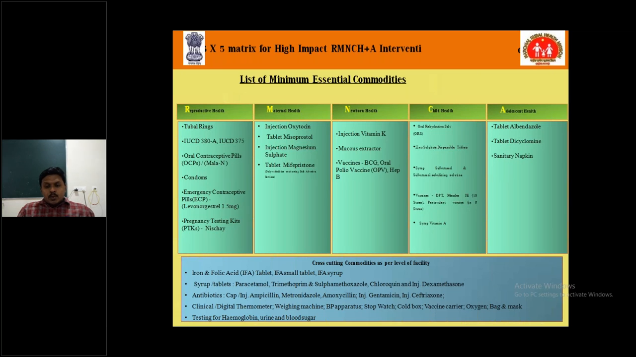Cross-cutting commodities are as per the level of facility, and based on the facility, these things have to be indented in that facility. That is iron folic acid and IFA syrups, tablets like paracetamol, trimethoprim and sulfamethoxazole, then chloroquine, injection of dexamethasone, antibiotics like ampicillin, metronidazole, amoxicillin, injection gentamicin, ceftriaxone. Then clinical and digital thermometers, weighing machines, BP apparatus, stopwatches, cold boxes, vaccine carriers, oxygen, ambu bags, bag and mask, testing for hemoglobin, urine and blood sugar. All these are cross-cutting commodities. Based on the type of facility, these things should be there at the hospital.